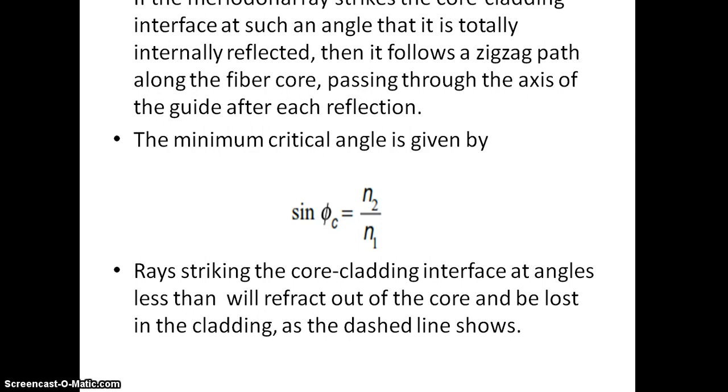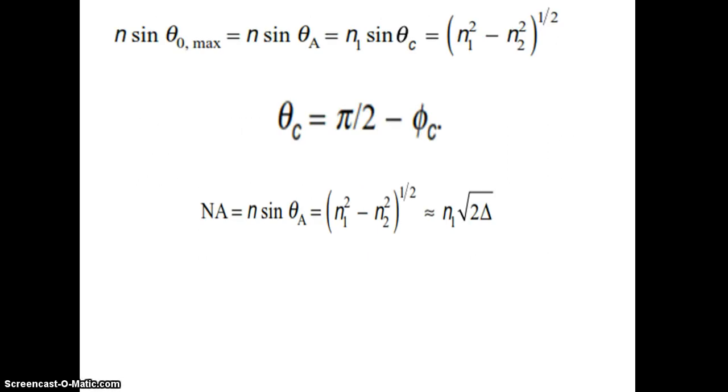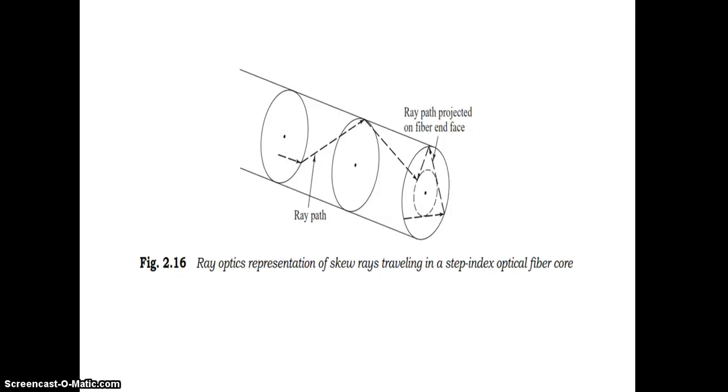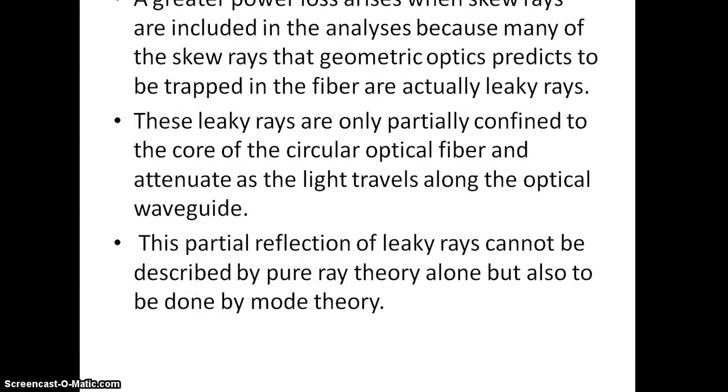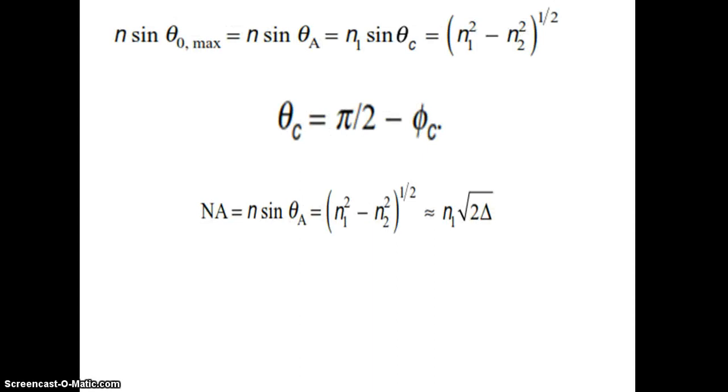So the minimum critical angle which we have seen derived is sin phi c equal to n2 by n1. Rays striking the core-cladding interface at angles less than phi c will refract out of the core and be lost in the cladding, as the dashed line shows in the diagram. In this diagram, rays with less than critical angle are refracted. So theta c equal to pi by 2 minus phi c, and numerical aperture is given by n sin theta a equal to root of n1 square minus n2 square equal to n1 root del.